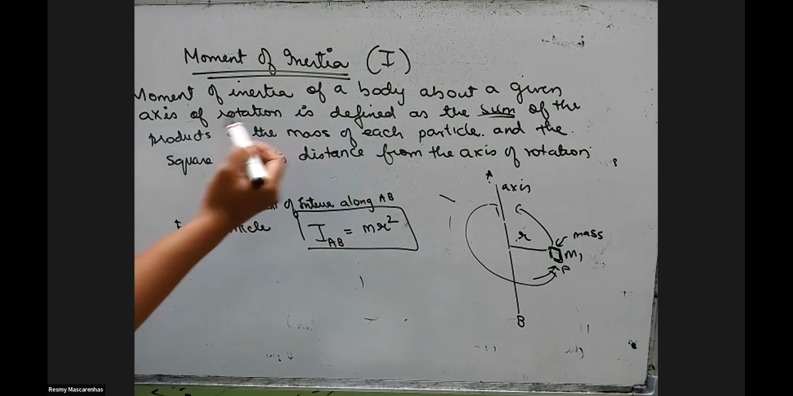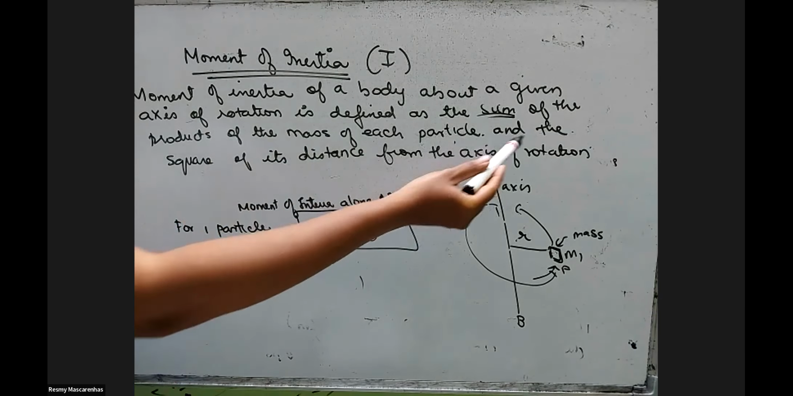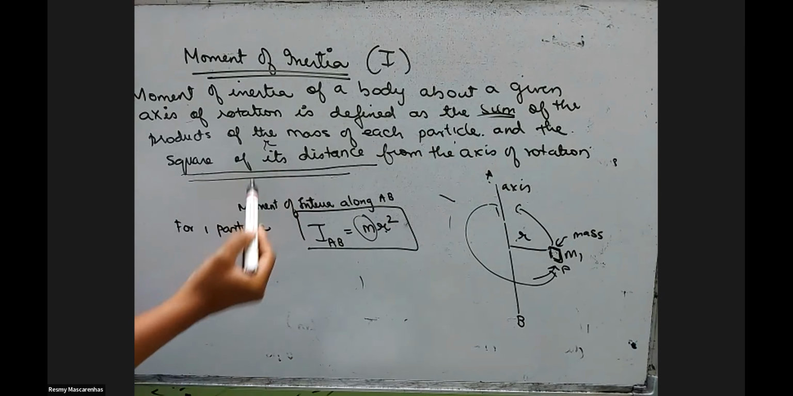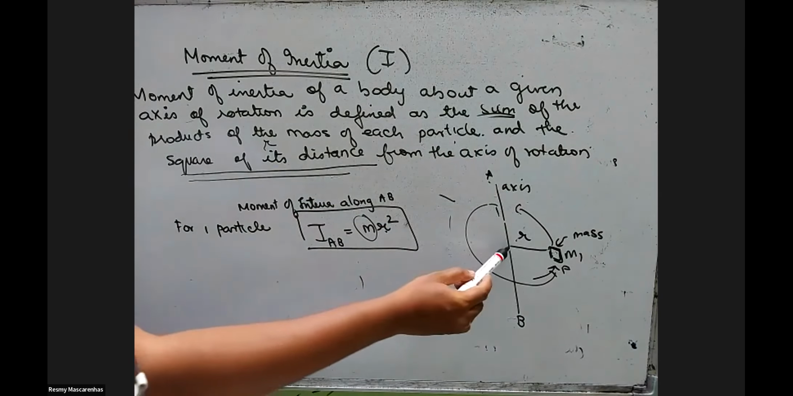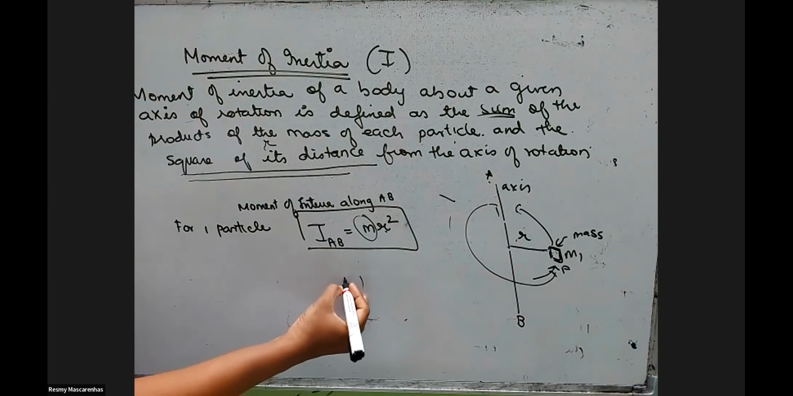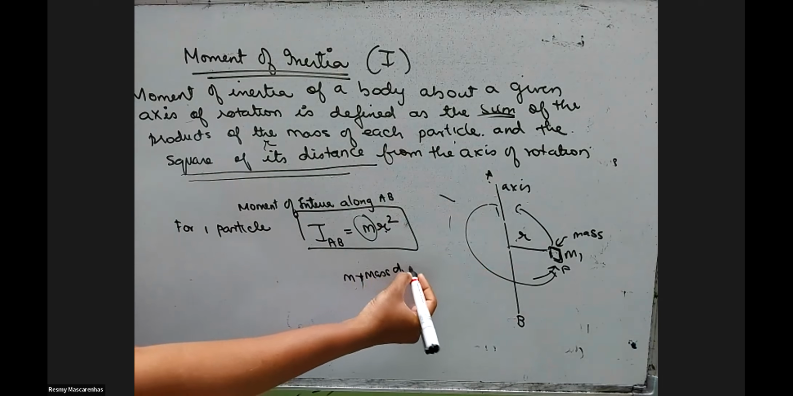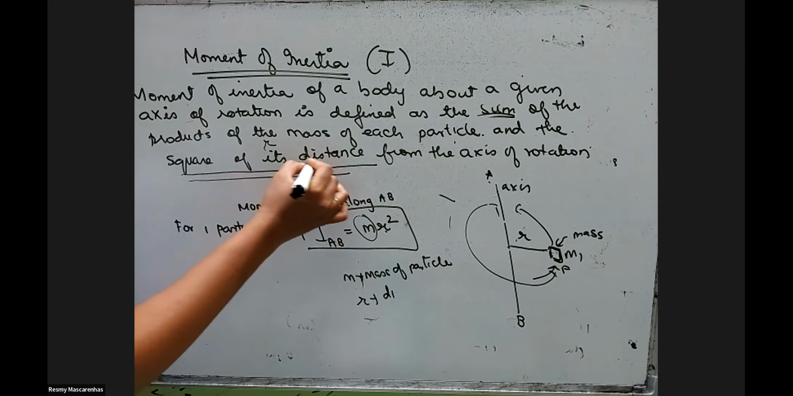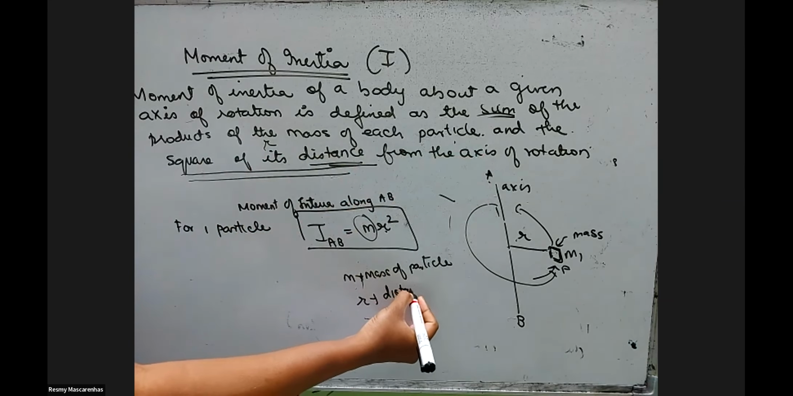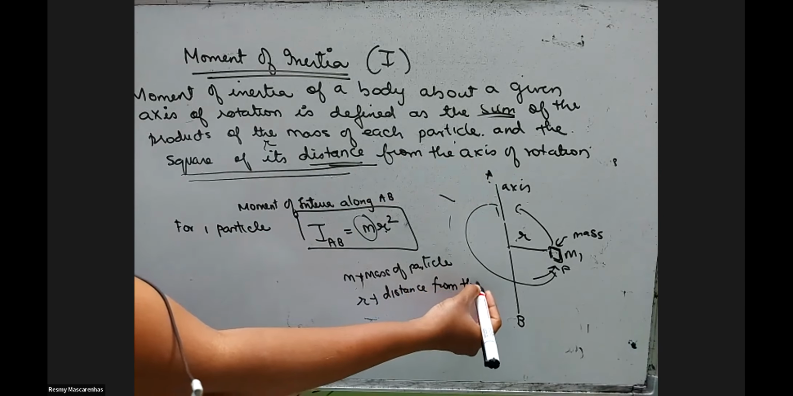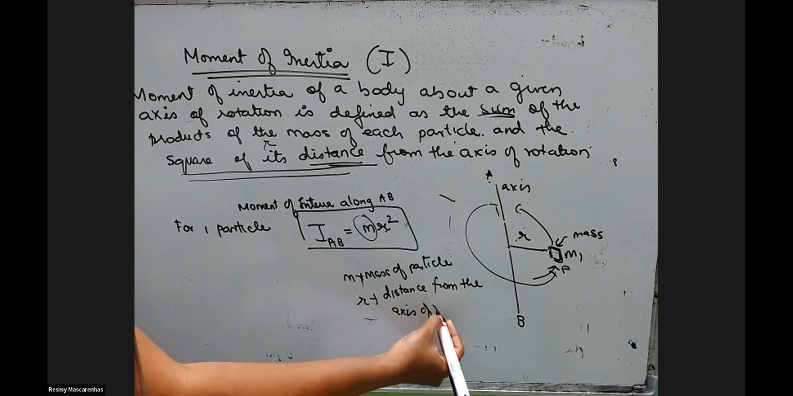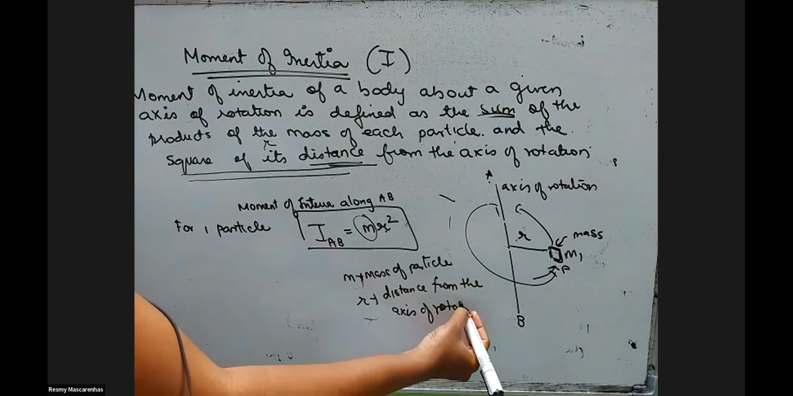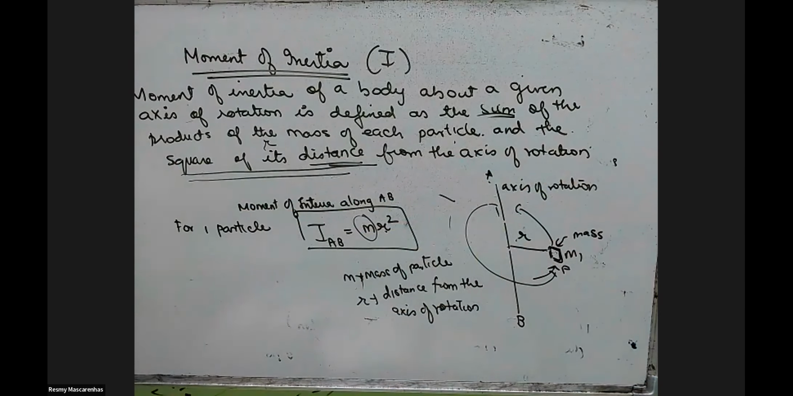So this is with reference. The product of the mass of each particle and the square of the distance. Distance is nothing but radius. Square of distance means r square. m is the mass of the particle and r is nothing but the distance from the axis of rotation. This is called the axis of rotation. So this is with reference to one particle.